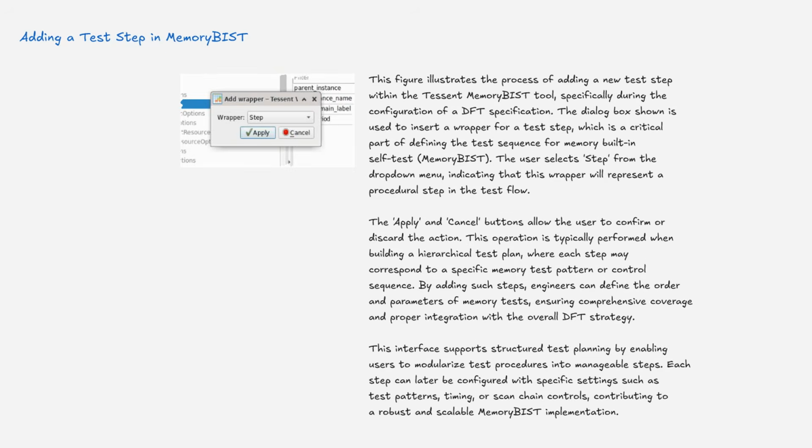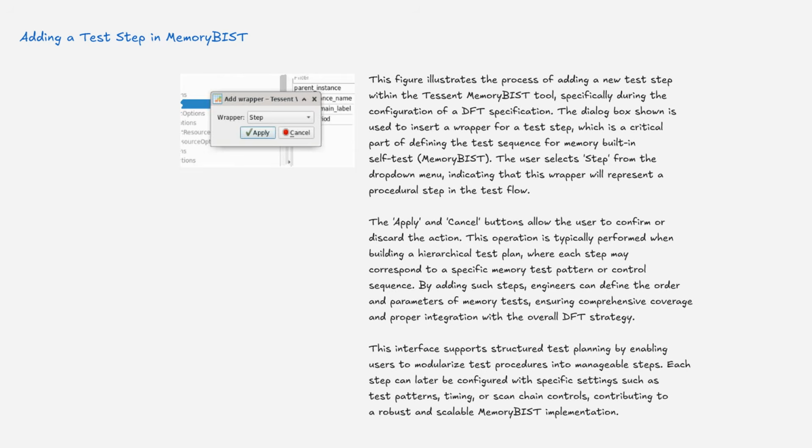This figure illustrates the process of adding a new test step within the Tessent MemoryBIST tool, specifically during the configuration of a DFT specification. The dialog box shown is used to insert a wrapper for a test step, which is a critical part of defining the test sequence for memory built-in self-test, MemoryBIST. The user selects Step from the drop-down menu, indicating that this wrapper will represent a procedural step in the test flow. The Apply and Cancel buttons allow the user to confirm or discard the action.